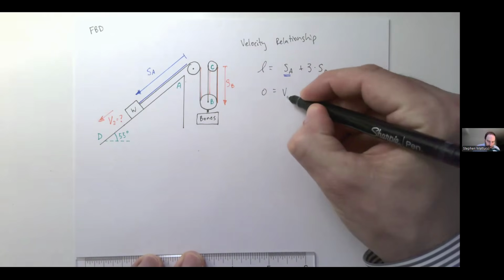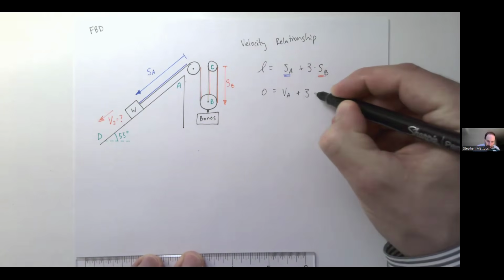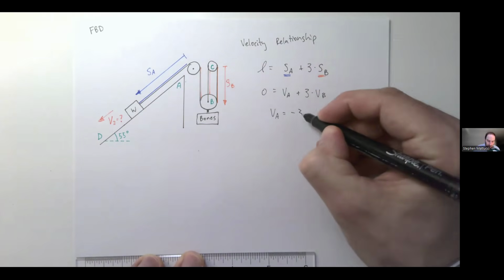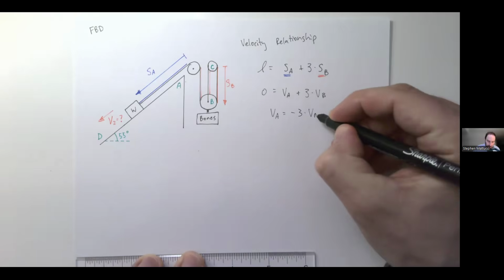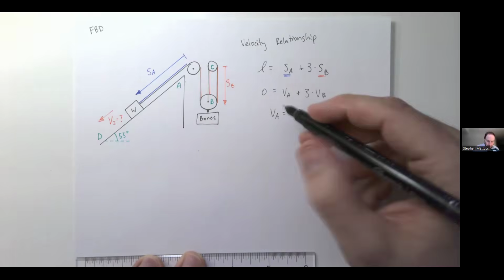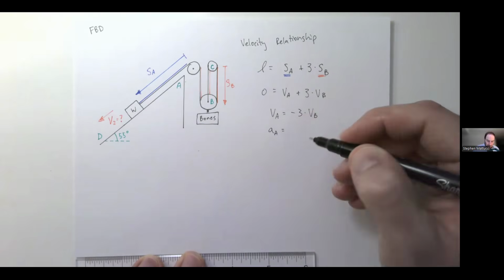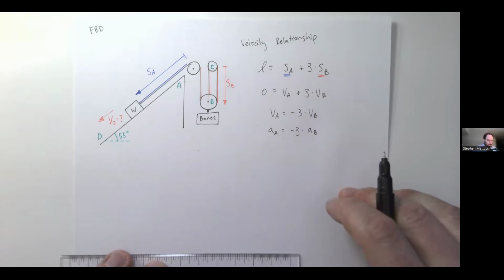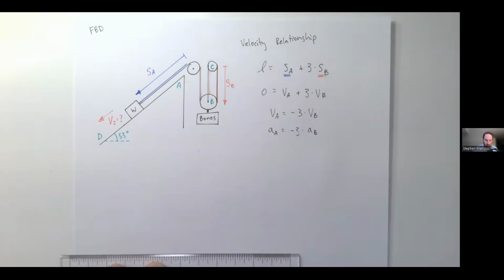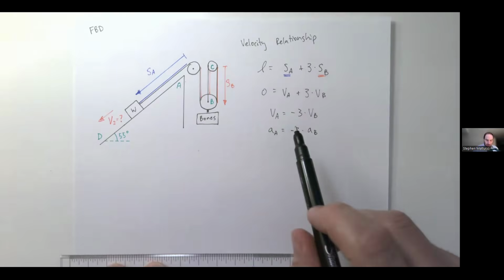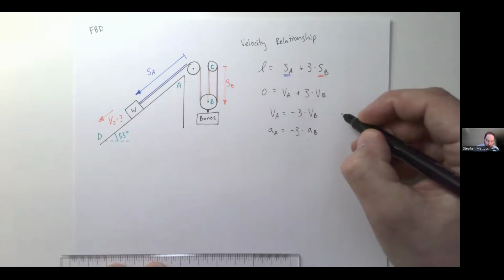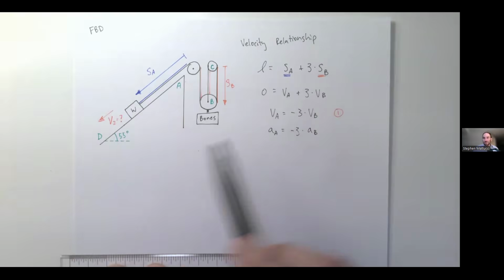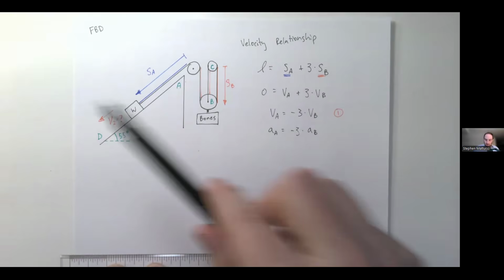So we're going to have VA plus 3 VB equals 0, or in other words, VA is equal to negative 3 times VB. And if you wanted to go one step further, you could also say that the acceleration of A is equal to negative 3 times the acceleration of B. Okay, so we have our relationships up here, and now we've got a relationship between our A's and B's. We can call this equation one, because likely we're going to have some other things going on here, and we're going to need to know what these different relationships are.